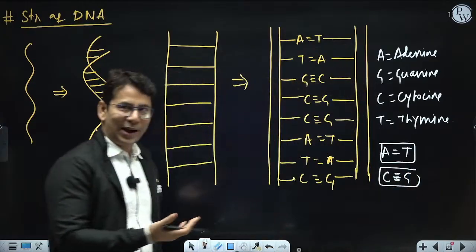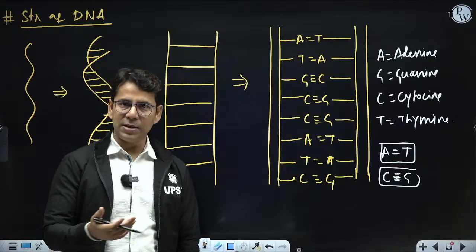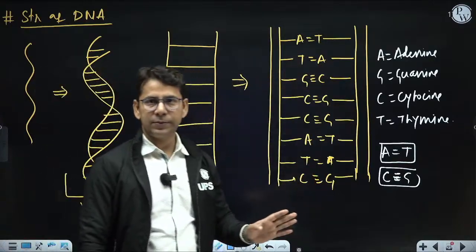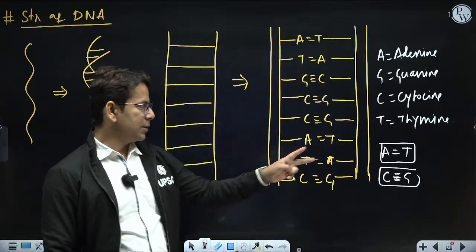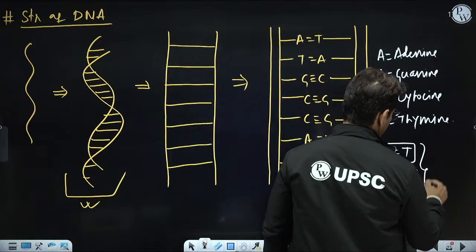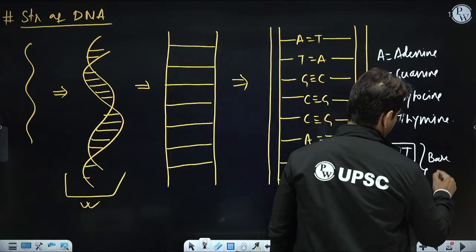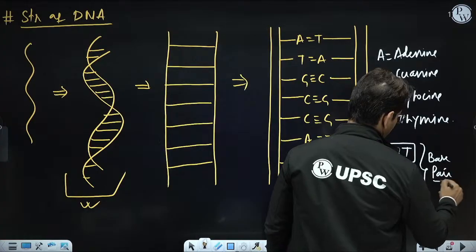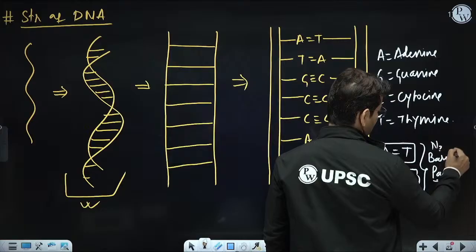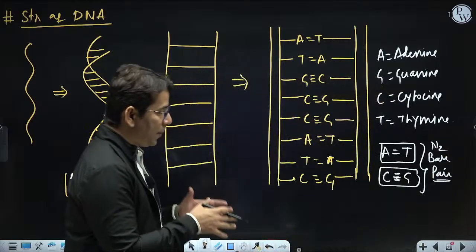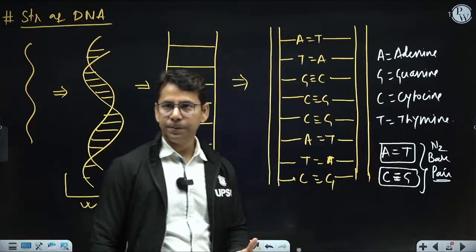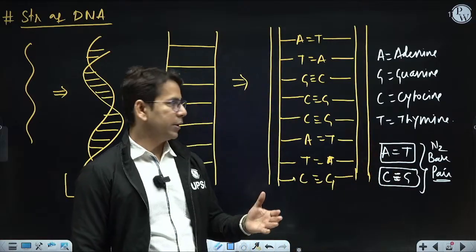It's like the English language. Like the English language has 26 alphabets, this language has 4 alphabets. And the 4 alphabets make pairs, only 2 pairs. These are called base pairs. It is called nitrogen base pair because it's a nitrogen compound. This is one base pair, this is another base pair. So you need to draw it first.